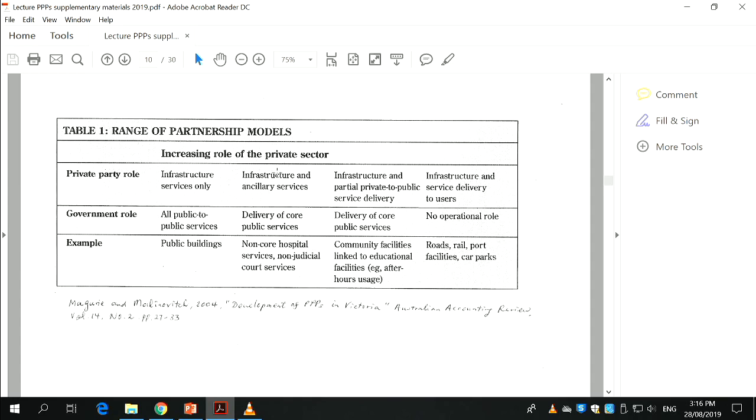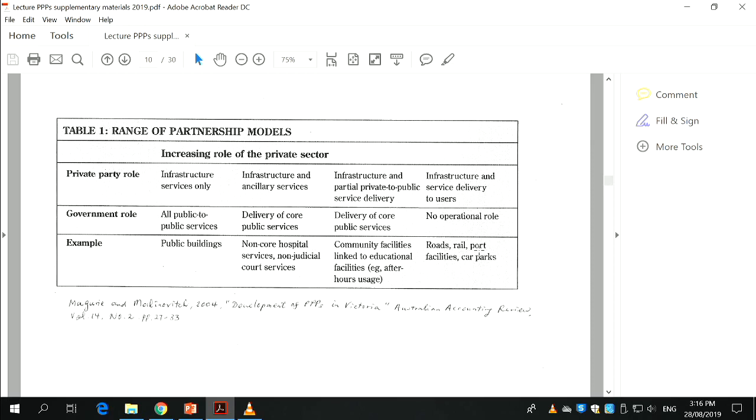Another type of role for private and public sectors can be related to non-core hospital services or court services. The private sector can provide infrastructure and auxiliary services, so the related services only, and the government will deliver the core services. And for other types, like commercial facilities that link to educational facilities, the private sector can play a bigger role, like infrastructure and partial private-to-public service delivery, and the government still delivers the core services.